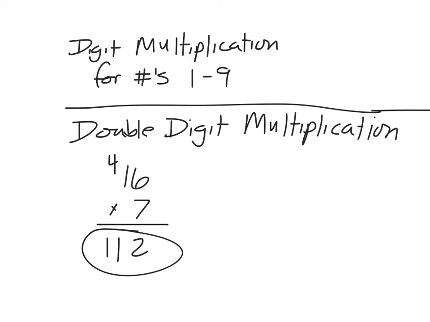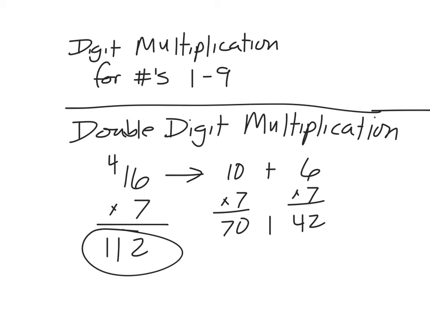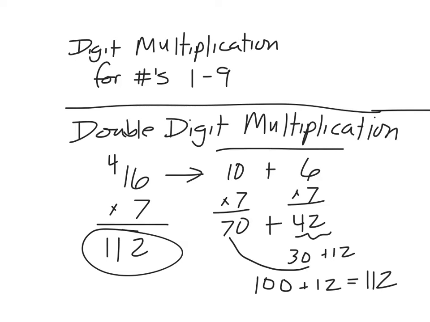But another way to think of this is always think of the double digit as a sum or a difference of something. So in other words, I think that's 10 plus 6. So I'm doing 10 times 7, which is 70, and 6 times 7, which is 42, and then I'm adding that. And when I add, I even have another strategy involved. 42 is really 30 plus 12. Why 30? Because 30 and 70 give me 100, and then I add that 12, and that gives me 112.